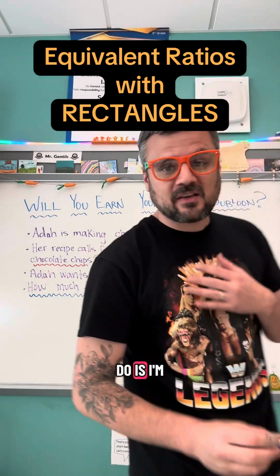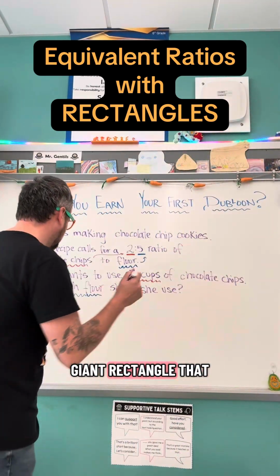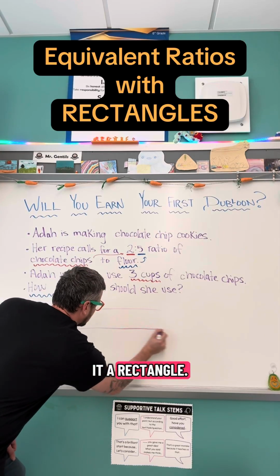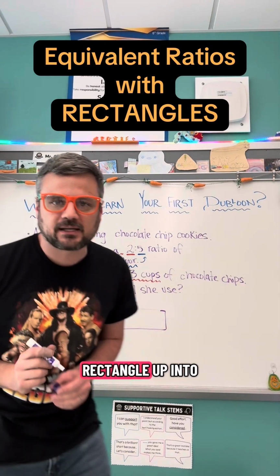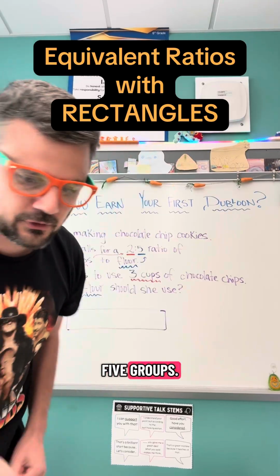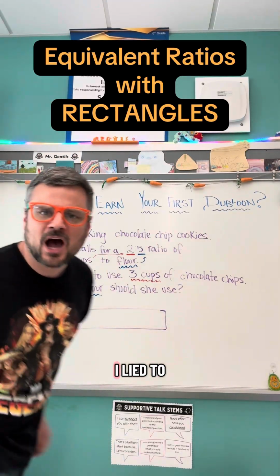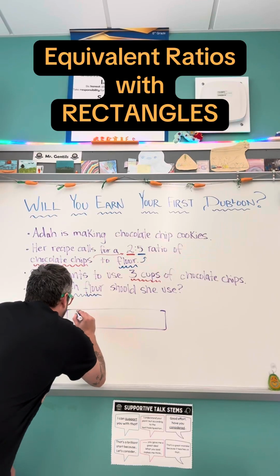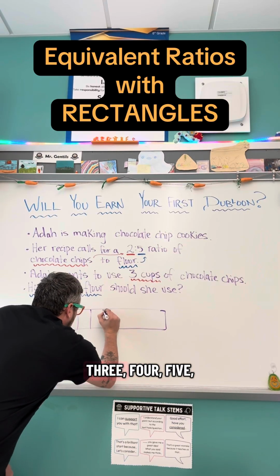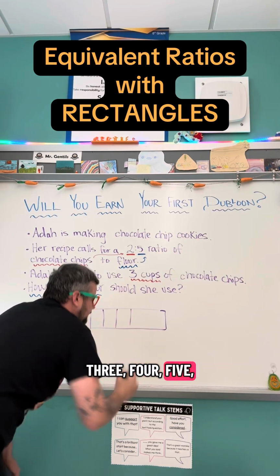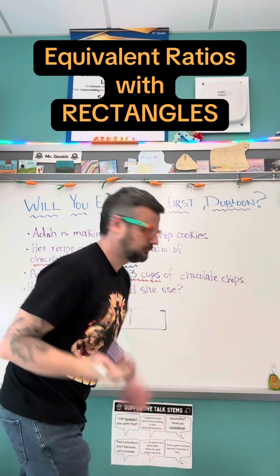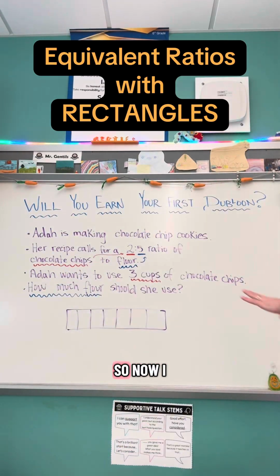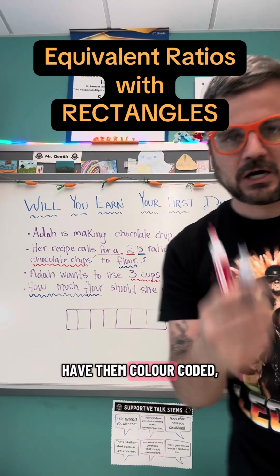What I'm going to do is draw a big giant rectangle that mathematicians call a tape diagram, but I just like to call it a rectangle. And I'm going to split that rectangle up into 5 groups. Do you know why 5? No, I lied to you. 5 and then another 2, which is 7. Let's do that. 1, 2, 3, 4, 5, 6 and 7, exactly.